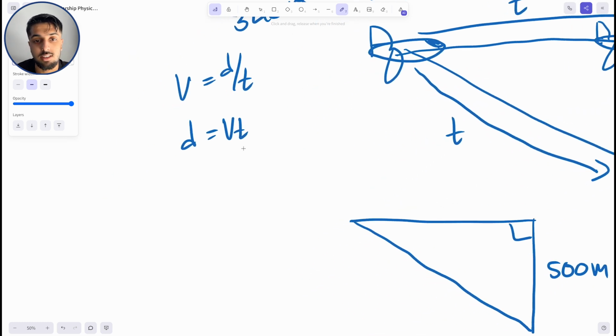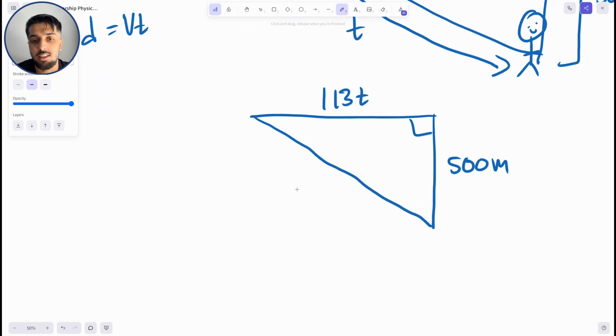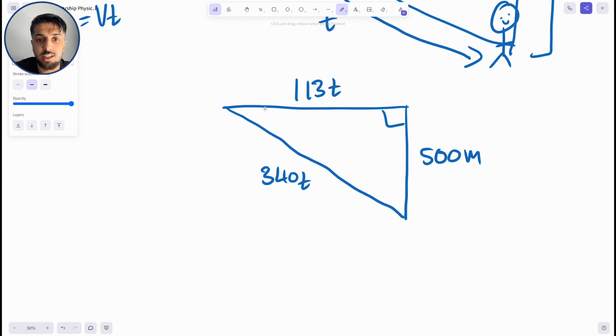So as distance is velocity times time, we can say that this distance right here is 113t, and this distance is 340t. So using that, we can get this angle right here. The reason why we want that angle is that it will allow us to take the component of the plane's velocity that is pointing directly at the observer.